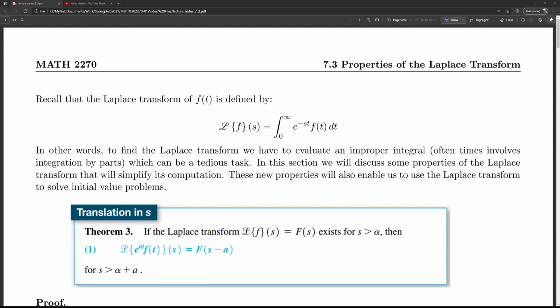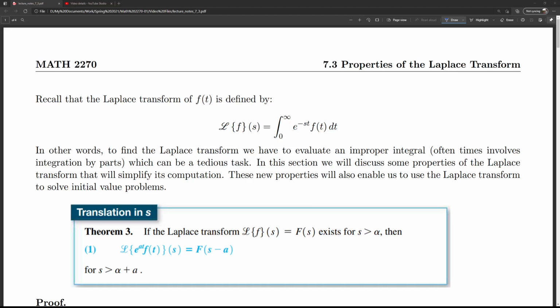Recall that the Laplace transform of f of t is defined by the improper integral from 0 to infinity of e to the power negative st times f of t dt. In other words, to find the Laplace transform, we have to evaluate an improper integral, which oftentimes involves integration by parts, and this can be a tedious task.